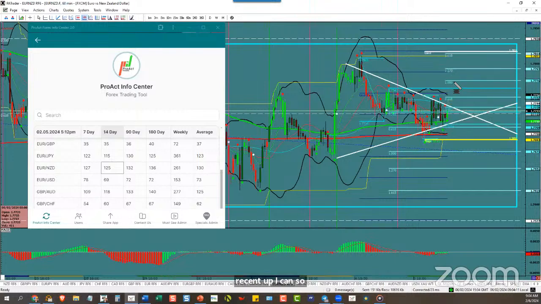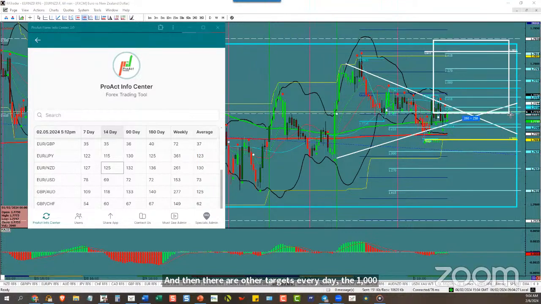All right, there's the 1000 and the 1270. Remember, the 1000 may be all they go. There are two targets every day: the 1000 and the ATR. And then there are other targets, but those are the primary targets we try to find. So there's the opportunity on a breakout.